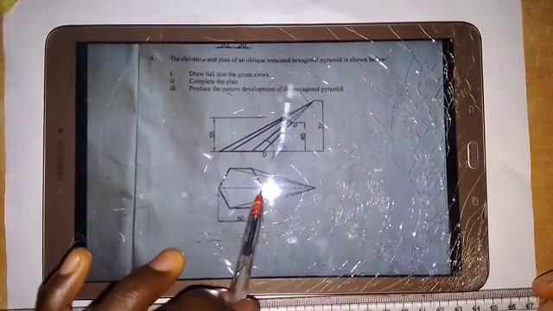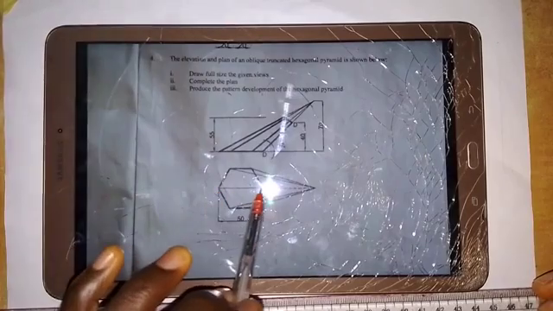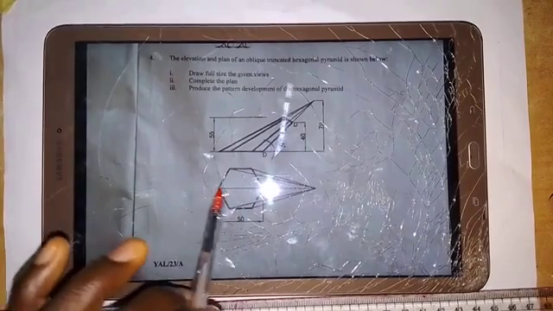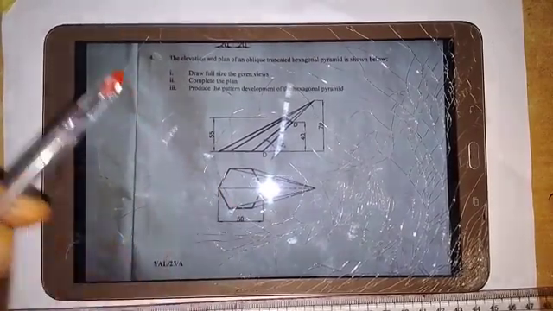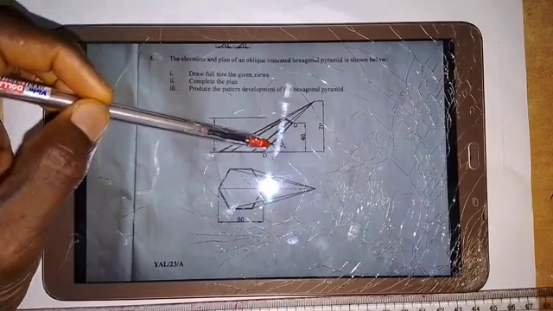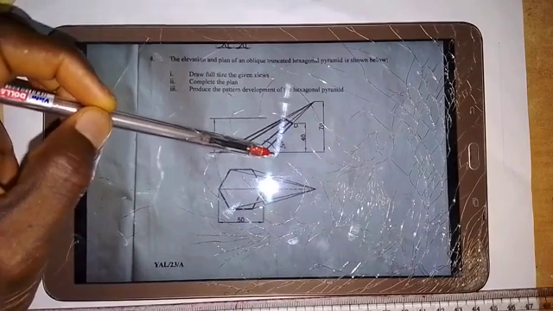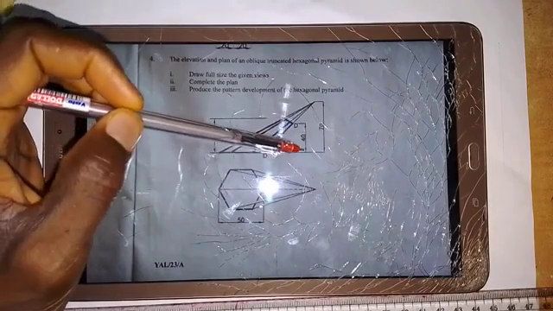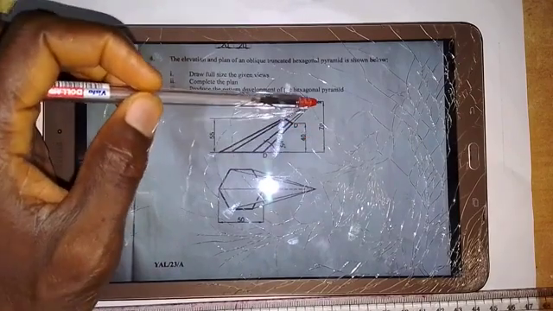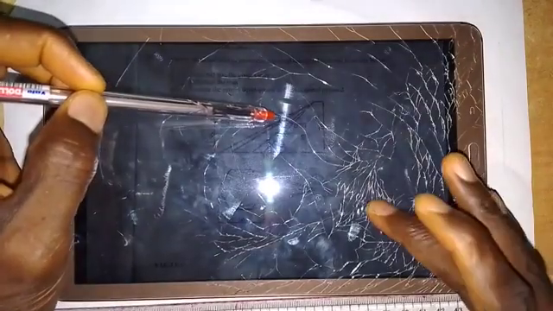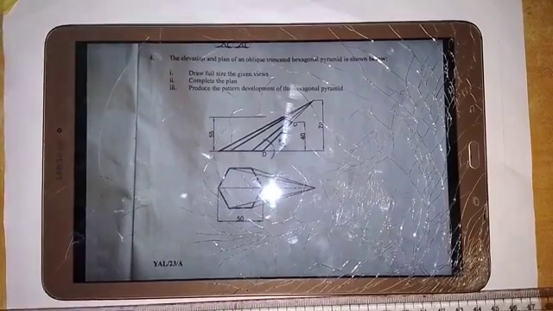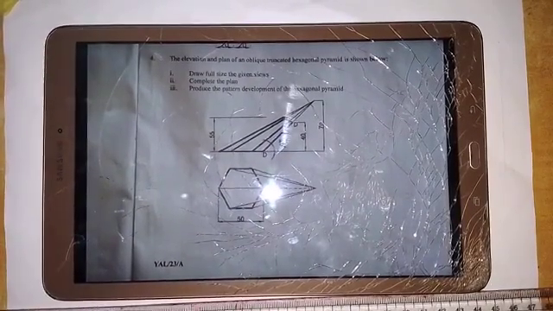As we have here in the plan, the distance across corners for the hexagonal base of the pyramid is 50 millimeters. For the front elevation, this line here is inclined at an angle of 45 degrees to the horizontal, and the distance from this point to this point here is 40 millimeters, the height here is 70 millimeters, and the distance of this point from the base is 55 millimeters. So we are going to make use of all these dimensions to answer the given question.